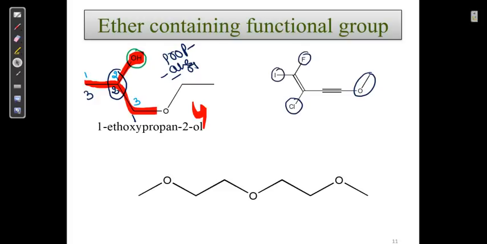This is a corporator. All are corporators. So we have to give this priority to them in such a way that they all get the lowest number. So I try to start from here: 1, 2, 3 and 4. Always remember that we are giving numbers to carbon only. Never give numbers to the hetero atoms. So what is that? We have 4. So but.